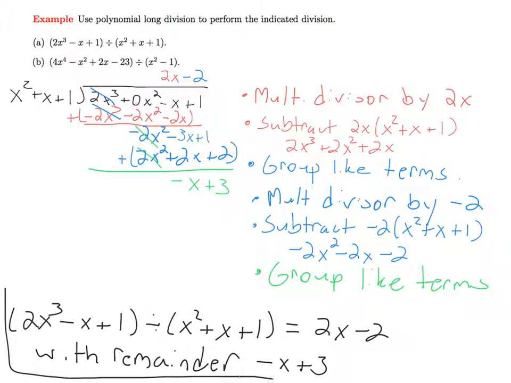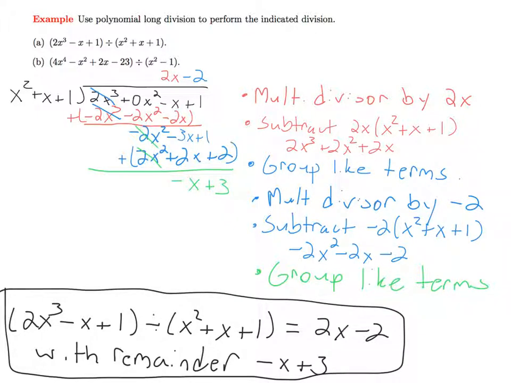Okay, so just like dividing numbers, not all polynomials divide others perfectly. We often wind up with a remainder, and that remainder better have a degree which is less than the degree of our divisor. Let's now take a look at the next one in part B.